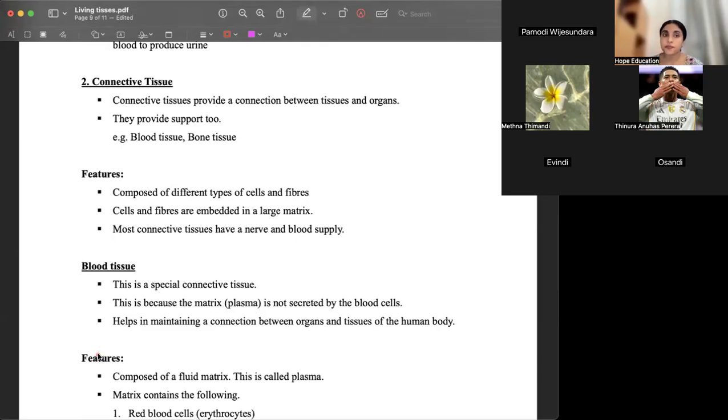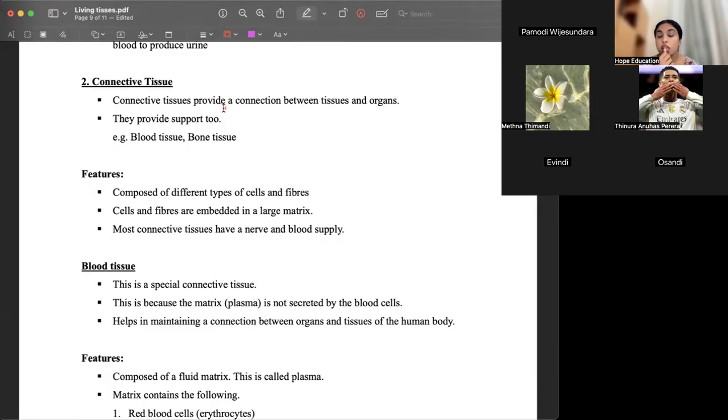Connective tissue. The word connective itself explains what connective tissues do. Connective means connections. If I'm not clear, it's probably because of a connection issue, but as long as you can hear me, that would be okay. If I get a notification that my connection is unstable, I will turn the video off for a little while.